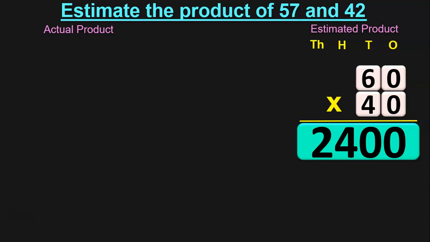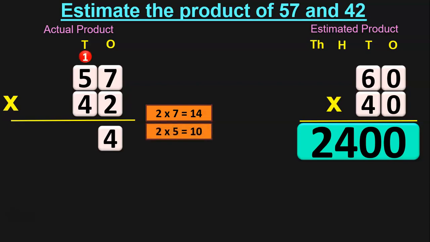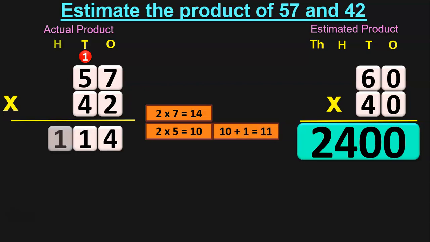Now let us find out what the actual product is. Write down the number 57 and write 42 below it. Both of them are two-digit numbers. Begin the multiplication from the ones place. 2 into 7 is 14. 4 in the ones place and 1 will be taken as a carryover. Next, 2 into 5 is 10. 10 plus 1 is 11. 1 in the tens place and the other 1 will move to the hundreds place.